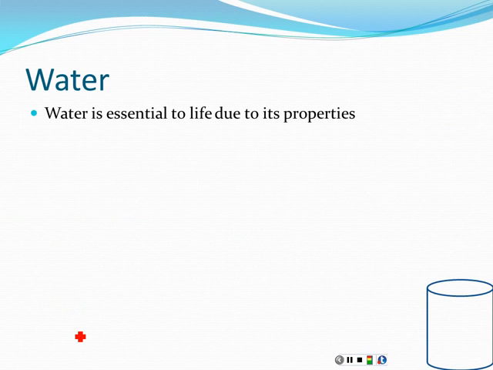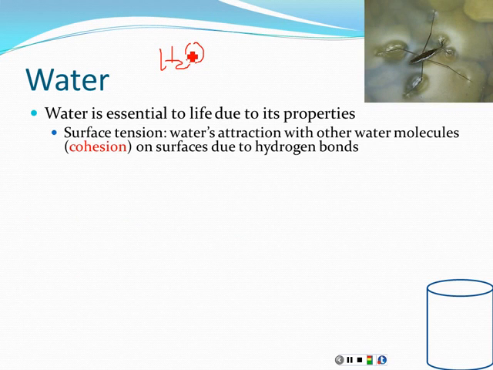Okay, water. Water, what's its chemical formula? H2O, very good. There's two hydrogens and an oxygen. It's very essential to life. It has different properties that you want to know.